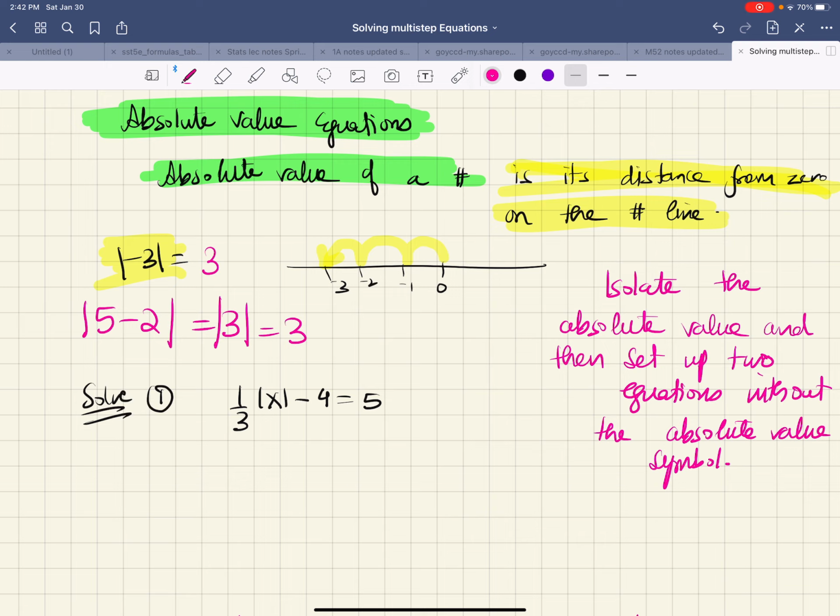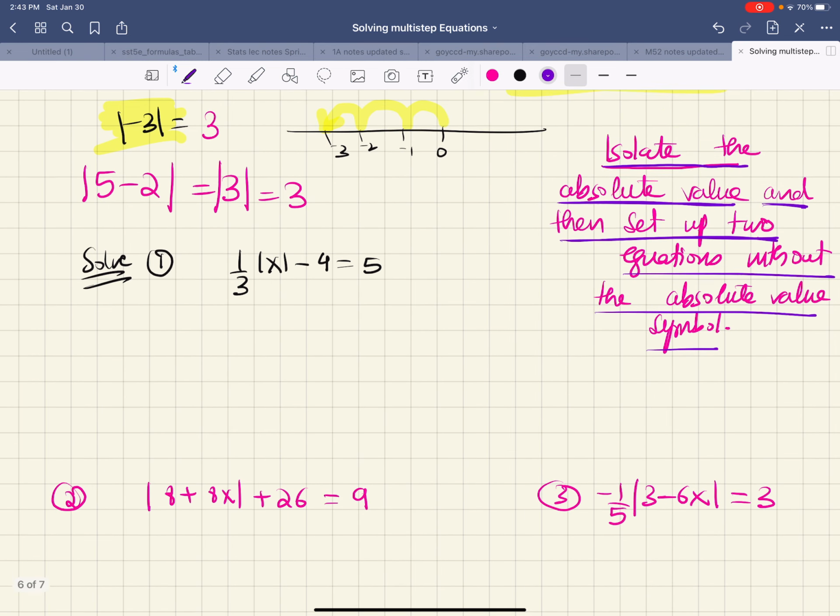So when we're solving absolute value equations, of course, these are the equations that have the absolute value symbol in there, before we can get rid of the absolute value symbol, our goal is to isolate the absolute value on one side and then split into two equations without the absolute value symbol. So remember, anytime you're solving an absolute value equation, you want to isolate the absolute value and then split into two equations without the absolute value symbol.